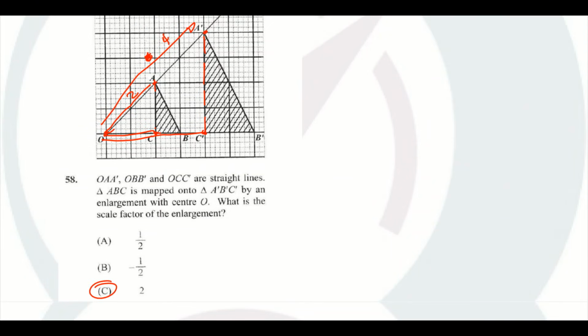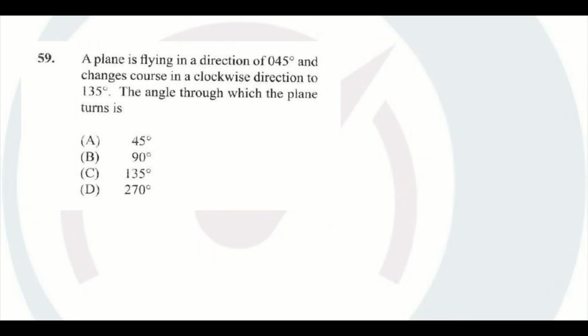Next question. A plane is flying in the direction of 045 and changes course in a clockwise direction to 135 degrees. What is the angle through which the plane turns? By elimination it can't be 45 and it can't be 135. So we take 135 minus 45, and that gives us 90 degrees. So our answer is going to be C.